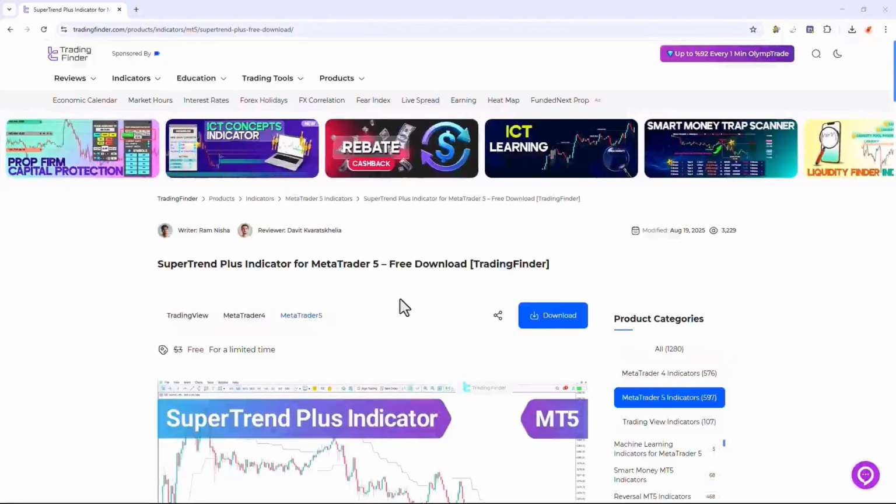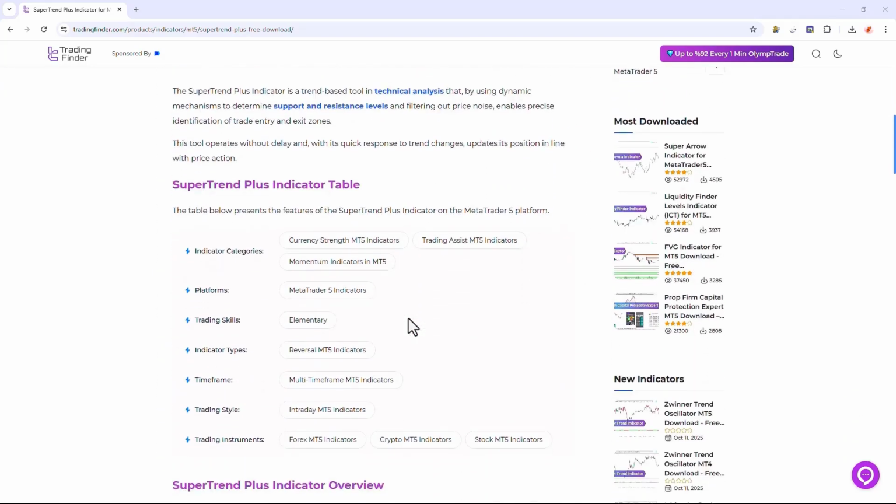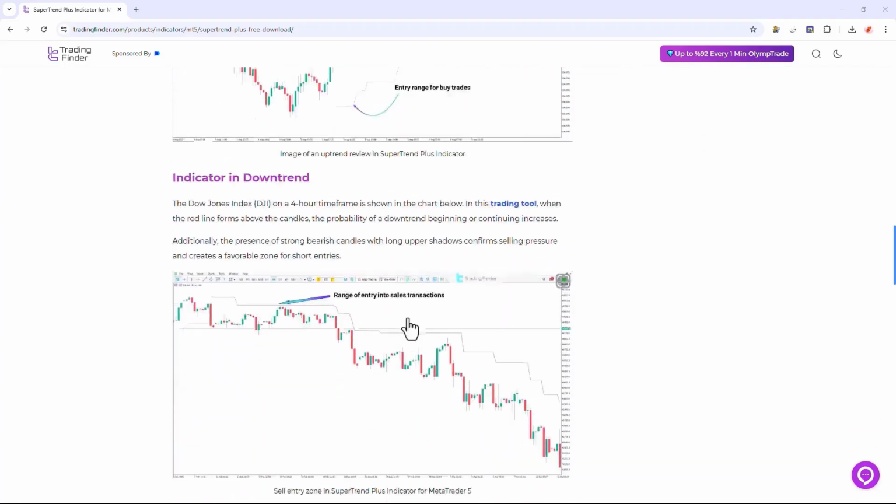The SuperTrend Plus Indicator is available for various platforms on the TradingFinder website. Traders can download the indicator file for MetaTrader 4 and MetaTrader 5 platforms from this section. And also to learn how the indicator works and operates, they can read this page.